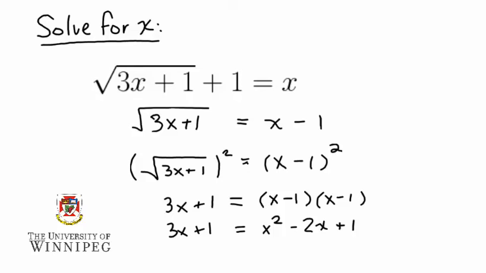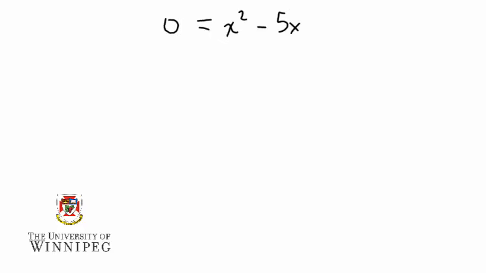So notice now that we have a quadratic equation that we have to solve. So let's try to get this into standard form and see if we can factor it. So after collecting like terms, I get the following. 0 is equal to x squared minus 5x. I personally like having all of my variables over on the left-hand side, so I'm just going to switch the order here.